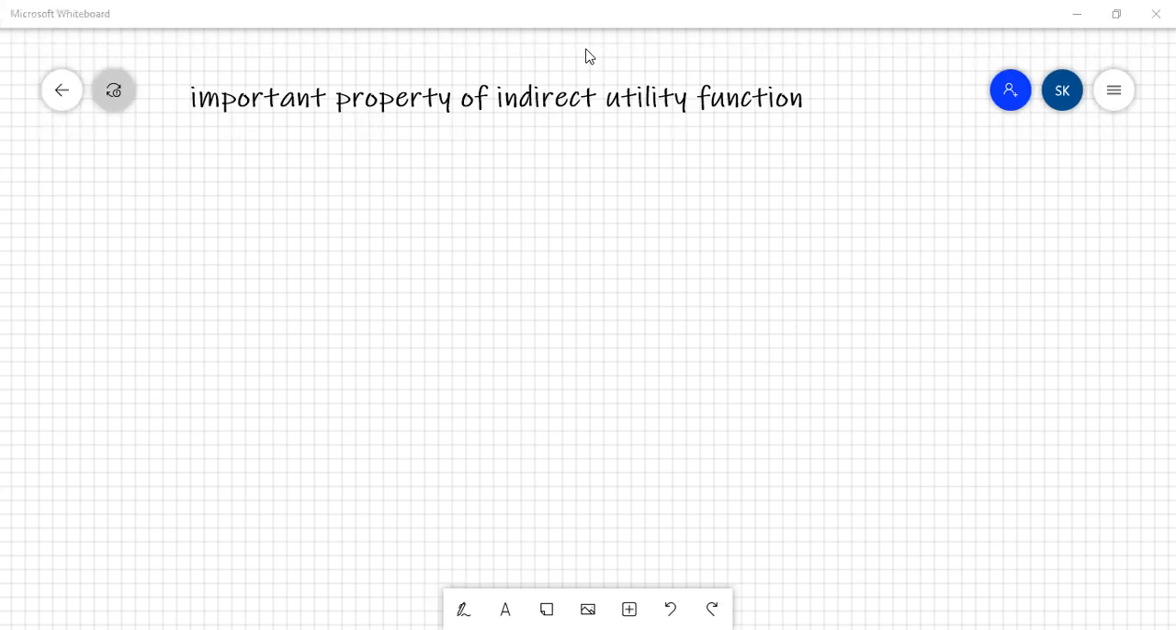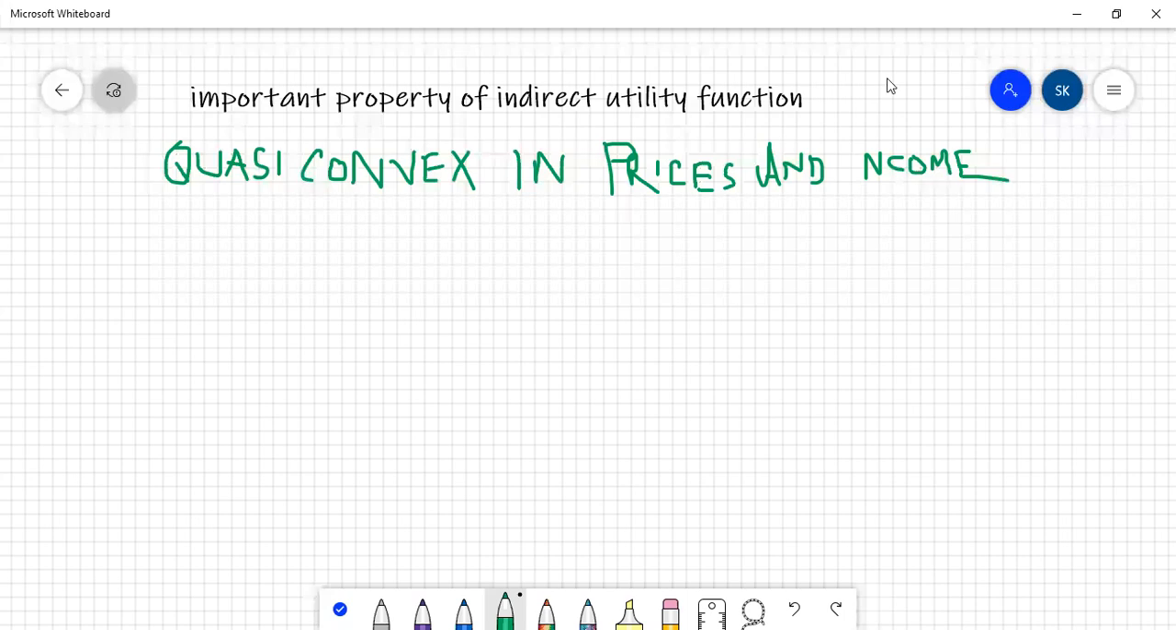Let me write it over here for you people. Now, for this property, that is the quasi-convexity of the indirect utility function in prices and income, we need to draw two figures. This is the first one. Let us name this as figure A. And then we have the second figure. Let it be named as figure B.